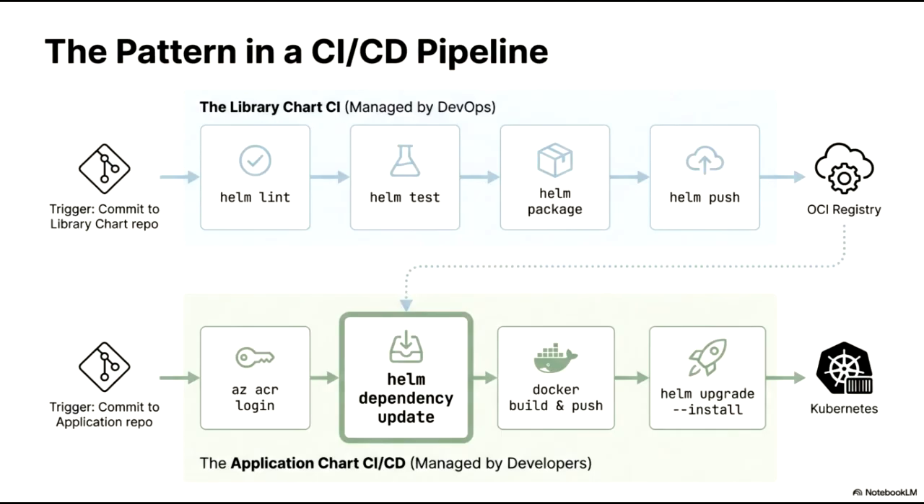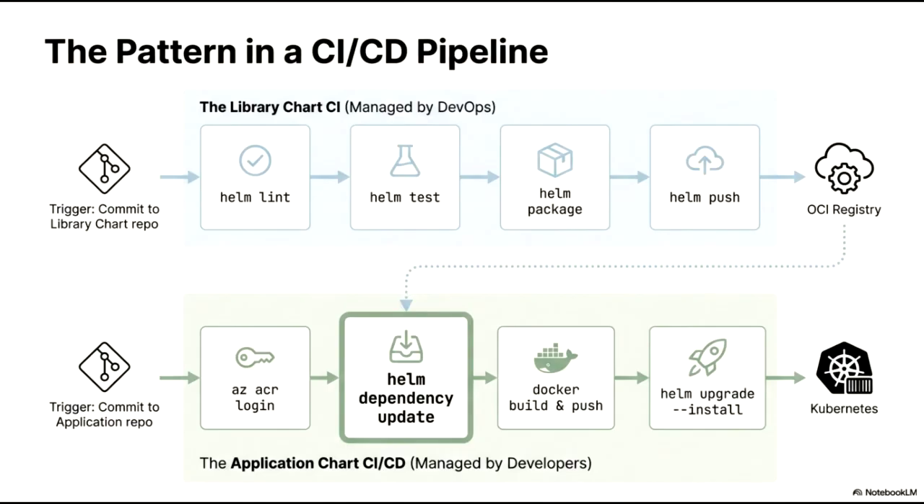In the bottom section, we see the application chart CI/CD pipeline, managed by developers. Triggered by an application code commit, this pipeline first performs an AZ-ACR login to authenticate. It then executes a Helm dependency update, which pulls the required library charts from the OCI registry.